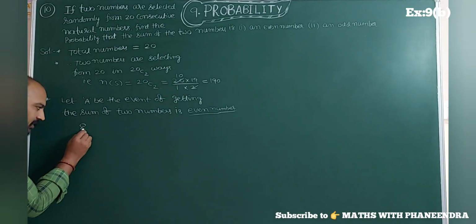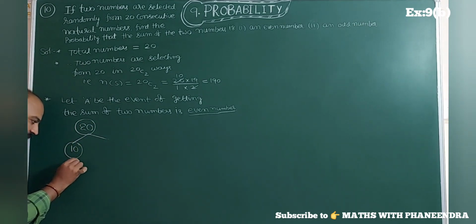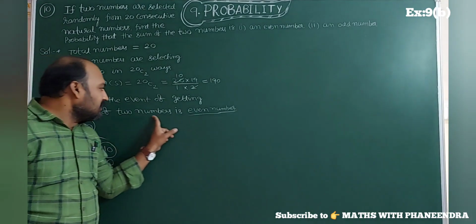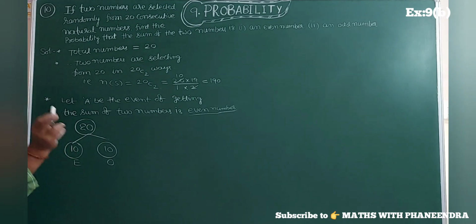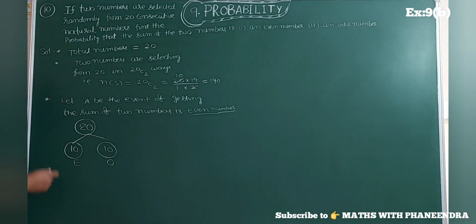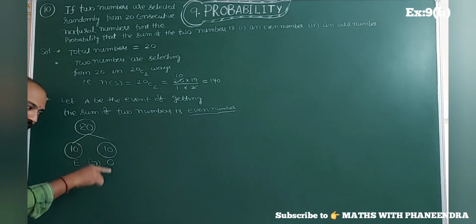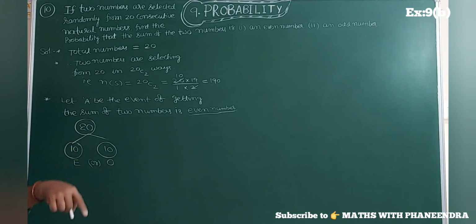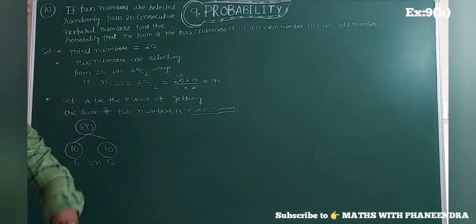Out of 20, observe carefully, dear students, 10 even numbers are there, 10 odd numbers are there. To get the sum of two numbers as an even number, suppose, for example, I take two even numbers, 2, 4. The sum is an even number only, no? Not only the sum of two even numbers, if you take two odd numbers also, 3 and 5, 3 plus 5, how much? 8. It is an even number. So we are getting two possibilities.